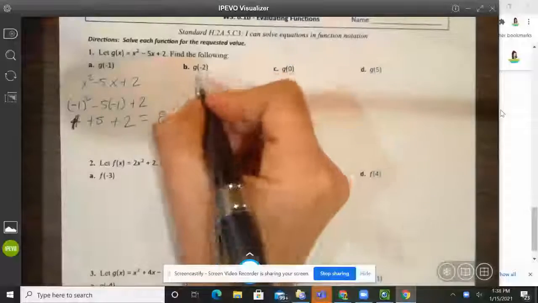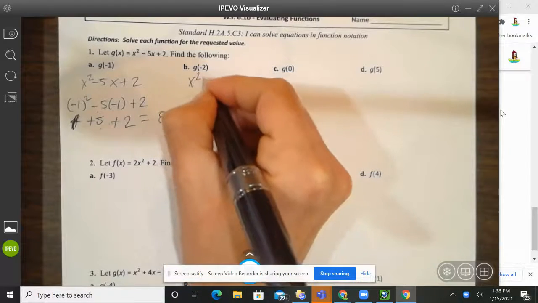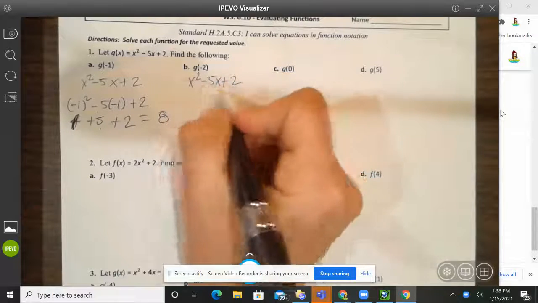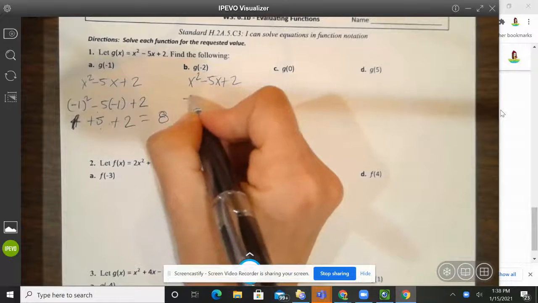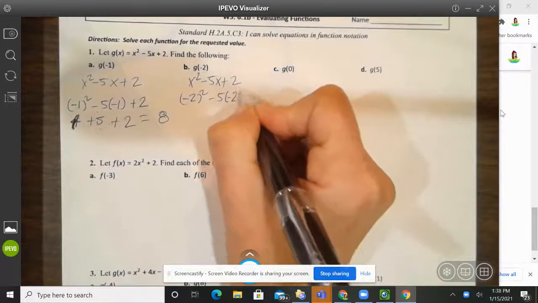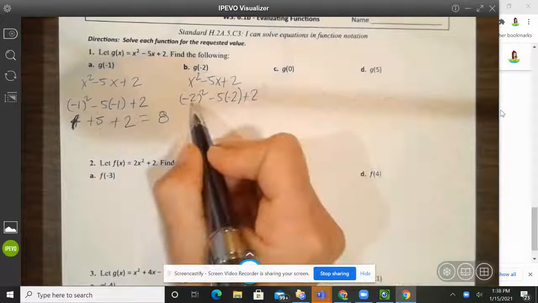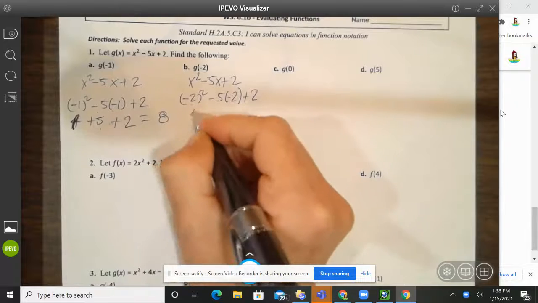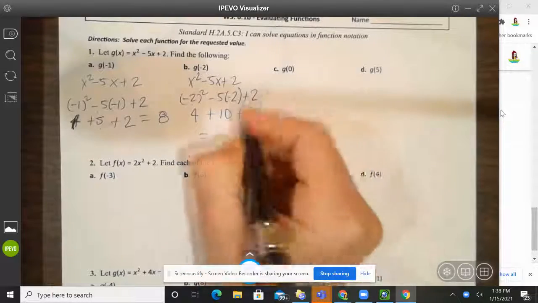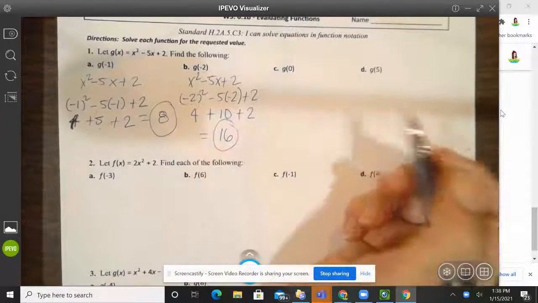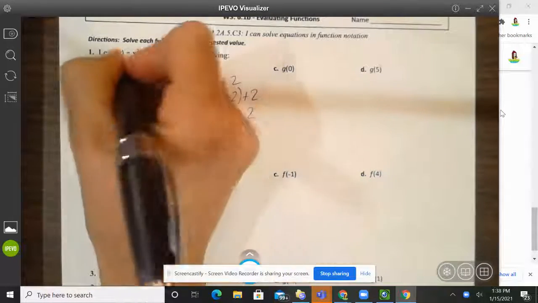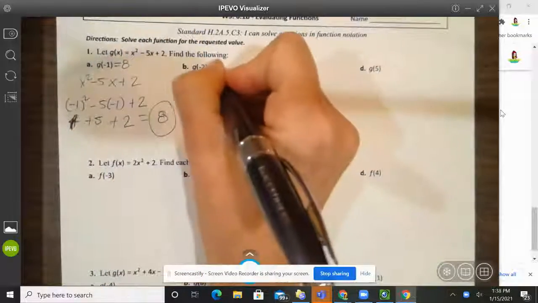Okay. Now, same thing here. We have the same function, x squared minus 5 times x plus 2, and plug in that -2 here. So g of -2. That's (-2) squared minus 5 times -2 plus 2, and then solve. So simplify. That's 4 here, plus positive 10, plus 2. And then you get 14 plus 2 is 16. So when x is -1 in this function you get 8, and here you get 16.